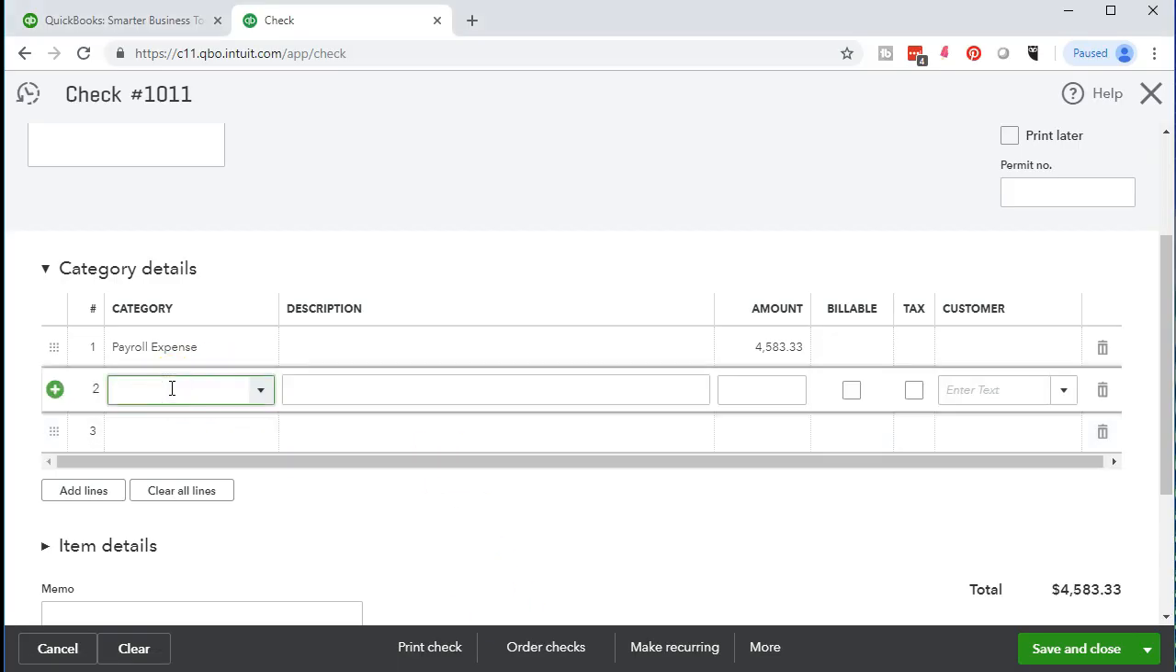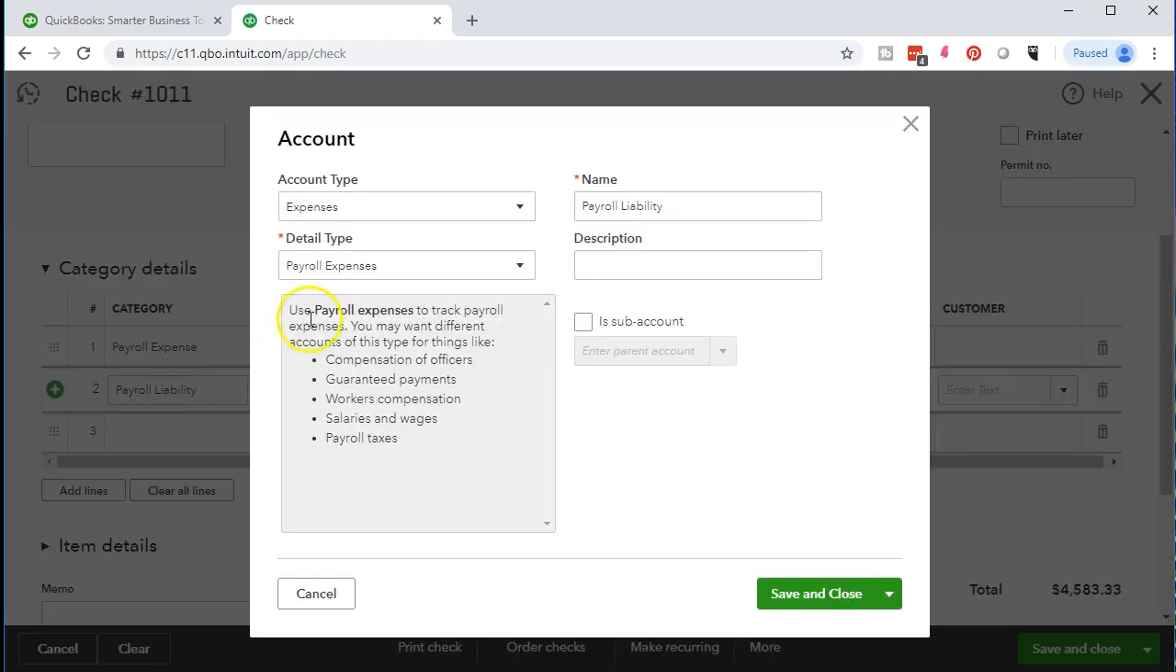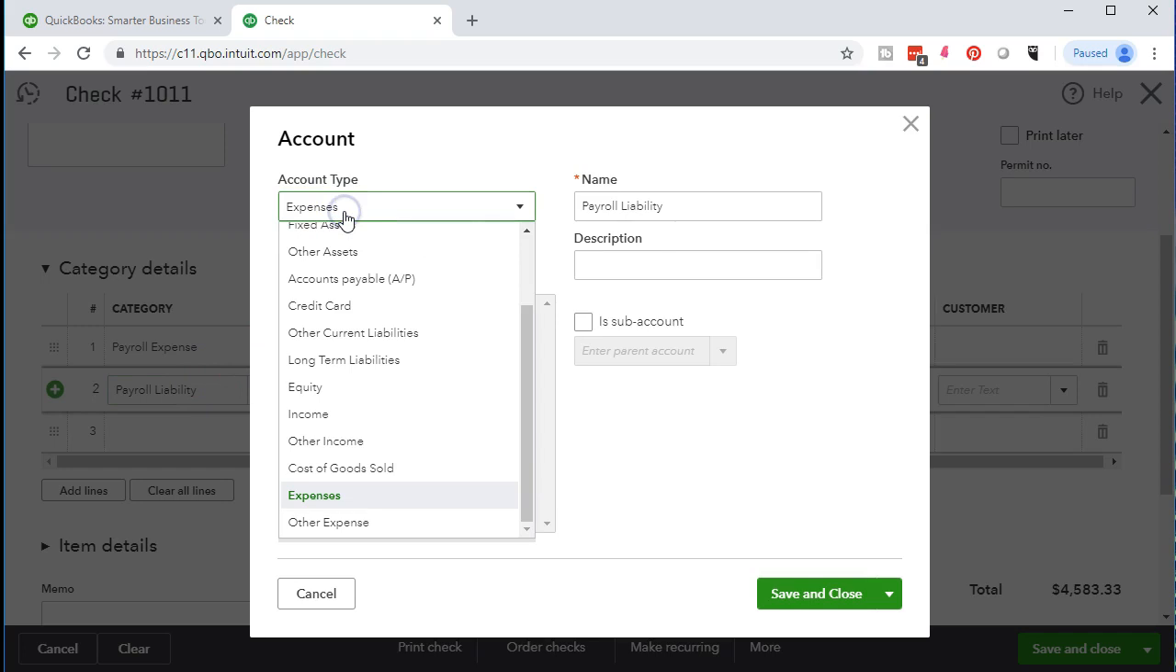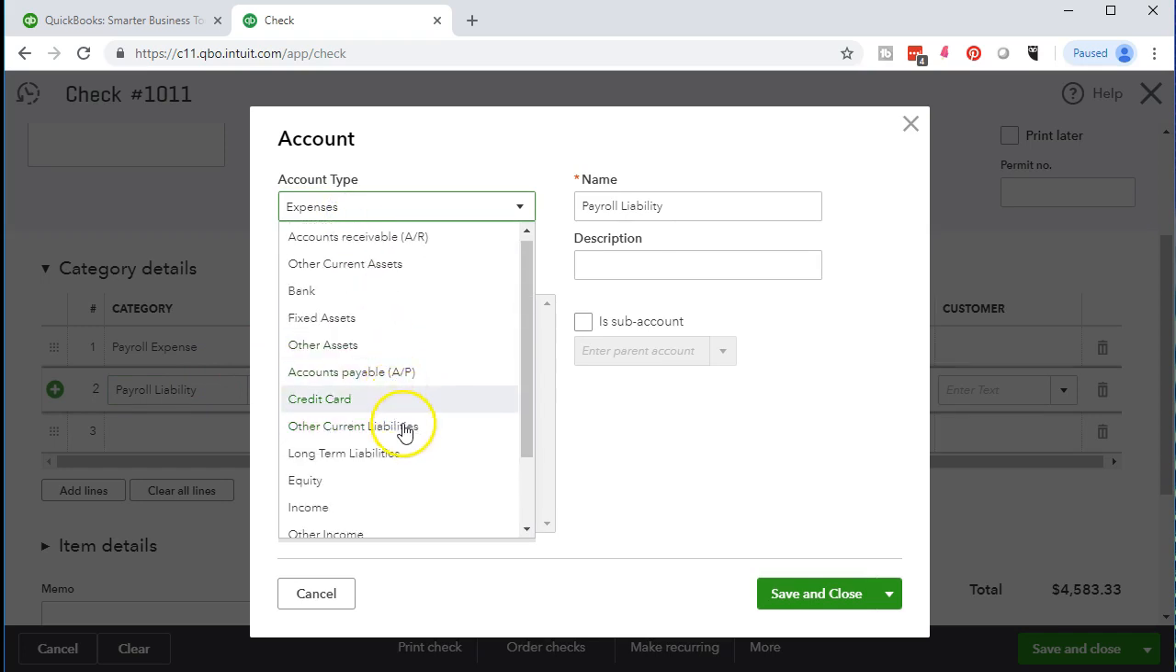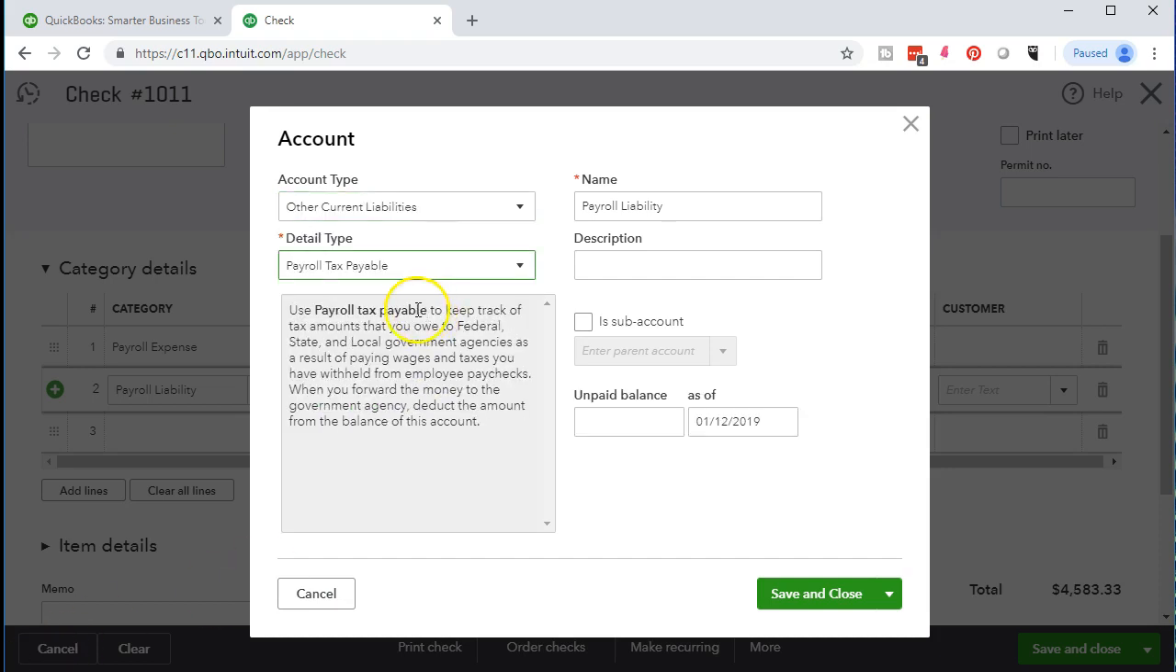We're going to have to add that account as well, payroll liability. So not payroll expense. I'm going to say payroll liability. So hopefully I spelled that right. We'll tab over in that. It's not going to be an expense. It's going to be a liability account. So we're looking for an other current liability. So we've got other current liabilities. That's the one we want. The account's going to be the payroll tax payable. We'll keep the name up top, no sub-account. So we're going to say save and close.